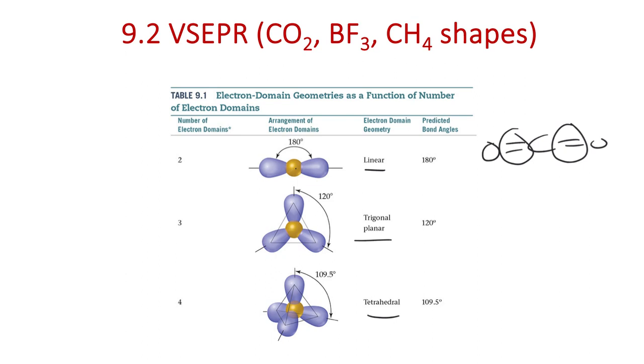So we'll get into some variations within trigonal planar where some of those domains are electron pairs, and then we'll get into 5 and 6 domains when we return on Wednesday. So we'll get into some more shapes as we go.